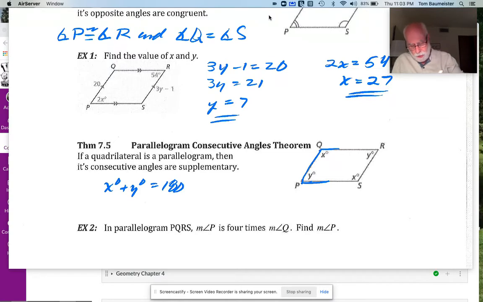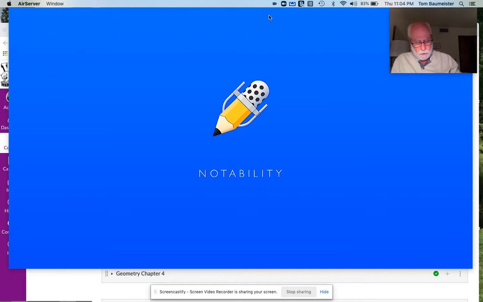And they're kind of saying, it doesn't matter which way you go, because these ones here would also be supplementary. They're both x and y too. So if you went all the way around, you would see that they would still all be supplementary.